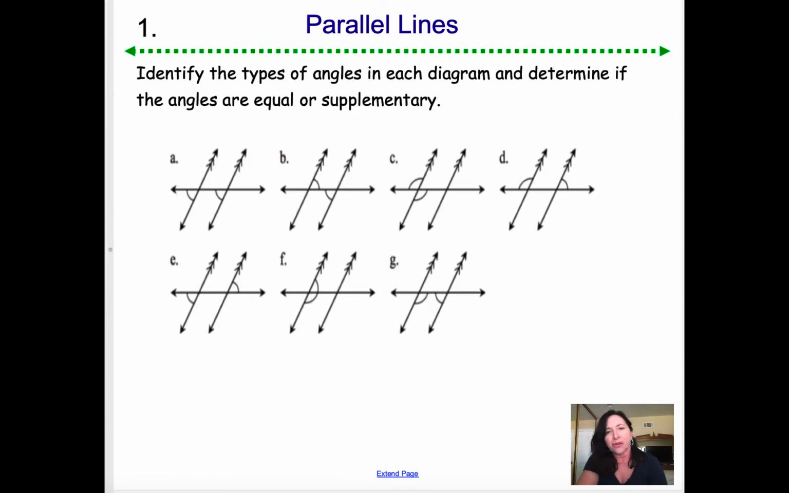test. So we're going to start off with a parallel line types of angles review. And your job is to basically say, are the angles going to be congruent? If they are, what kind of angles are they? And if you have a name for those, and then also if they're not congruent, then they possibly might be supplementary. So for this first problem right here, we have two parallel lines cut by a transversal.